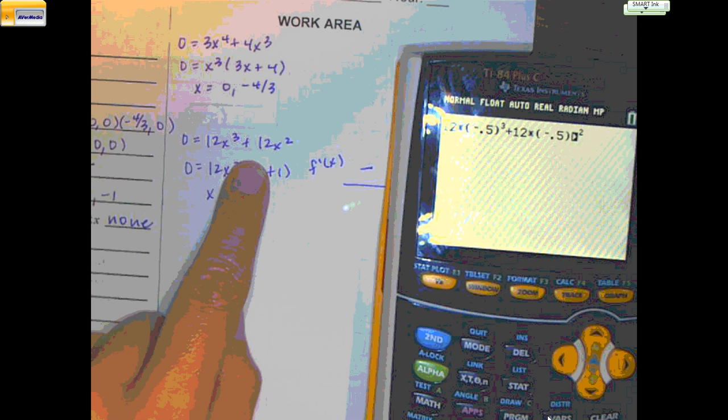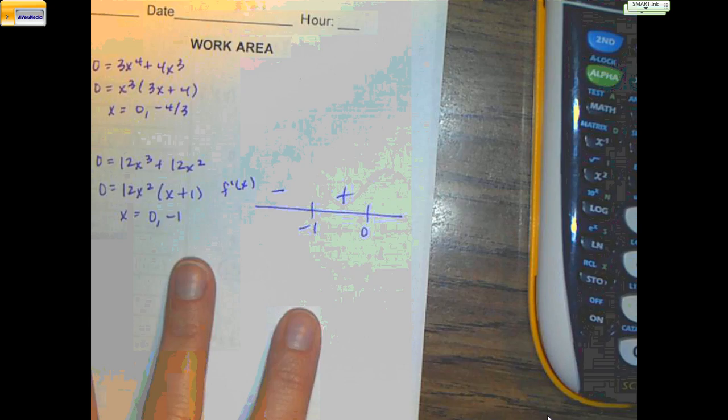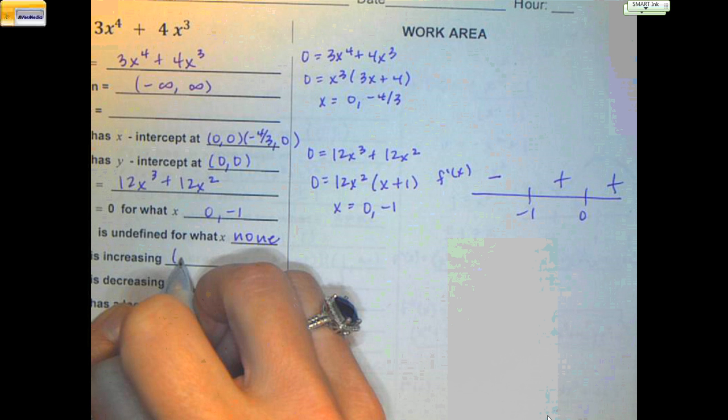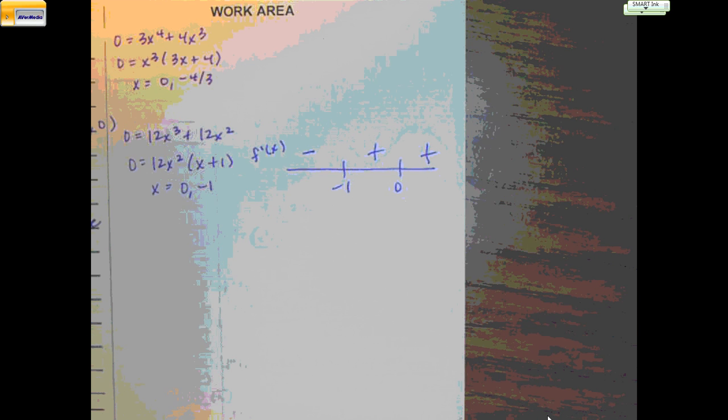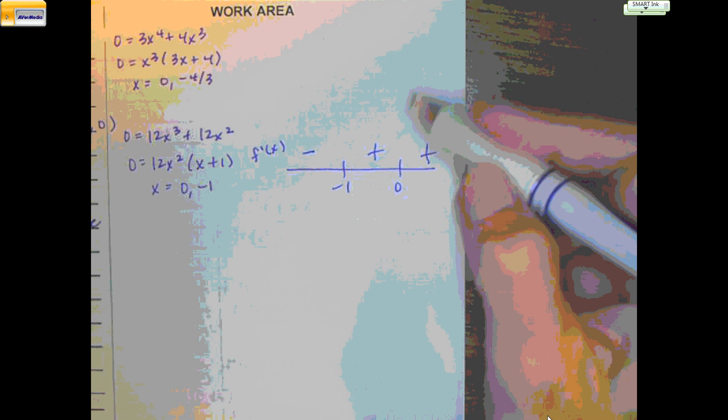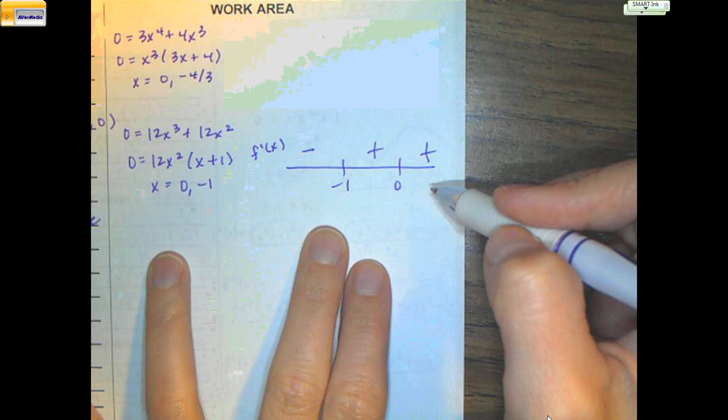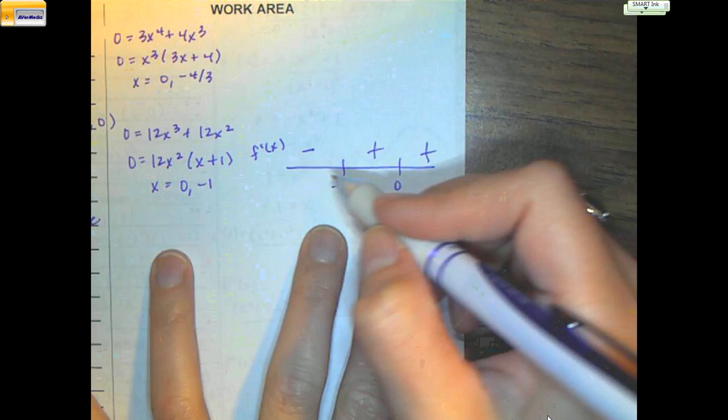If I put in a positive 1, I wind up with a positive. So we are increasing from negative 1. Do I need to say negative 1 to 0 and then 0 to infinity, or can I say negative 1 to infinity? When would I have a graph like this and I couldn't say negative 1 to infinity? If 0 was undefined. But there is a value for 0, so it's fine to just say negative 1 to infinity. Decreasing is from negative infinity to negative 1.